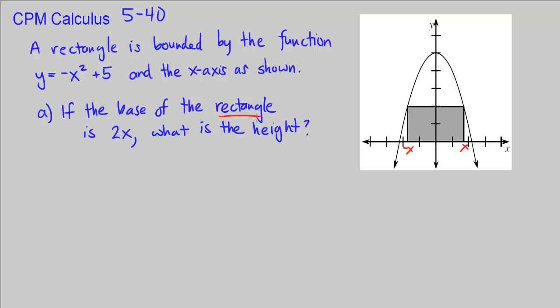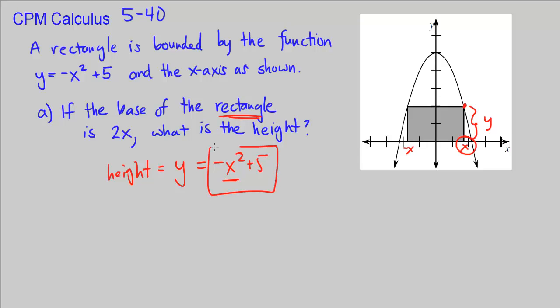That means the height of the rectangle is just, if you plug in x into our function, the height is equal to y, which is equal to negative x squared plus 5, right? It's just this value y, which is the point here at x is equal to x. Alright, let's go on to part B. So now we know the height.